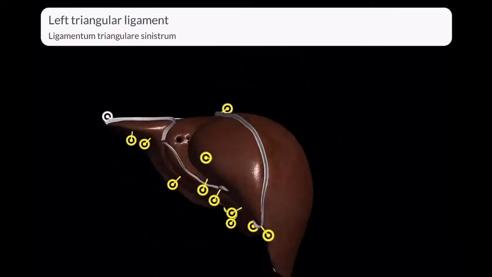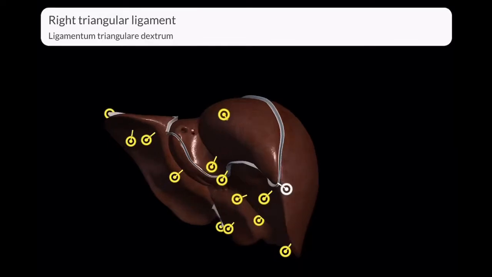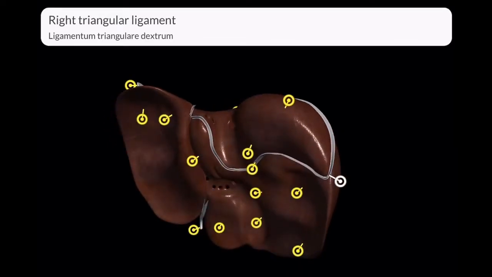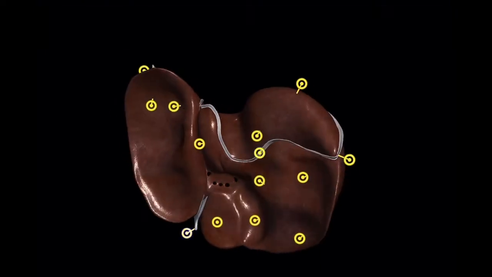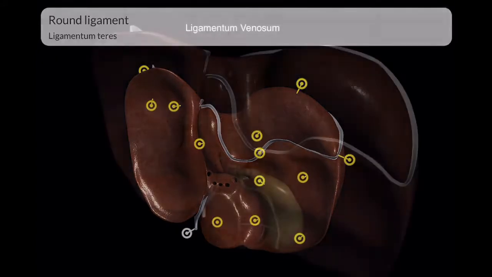And if we turn the liver around, we're going to be able to see the right triangular ligament right there. And right here towards the posterior side, we can still see the coronary ligament running through there again. And we can also see the round ligament, or the ligamentum teres, hanging off the bottom there.